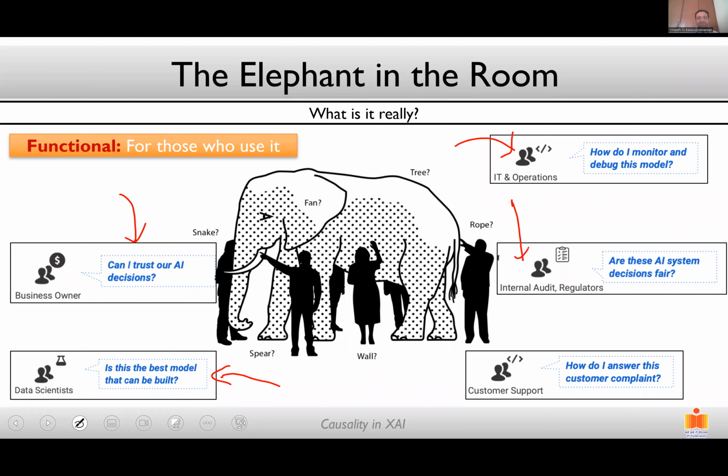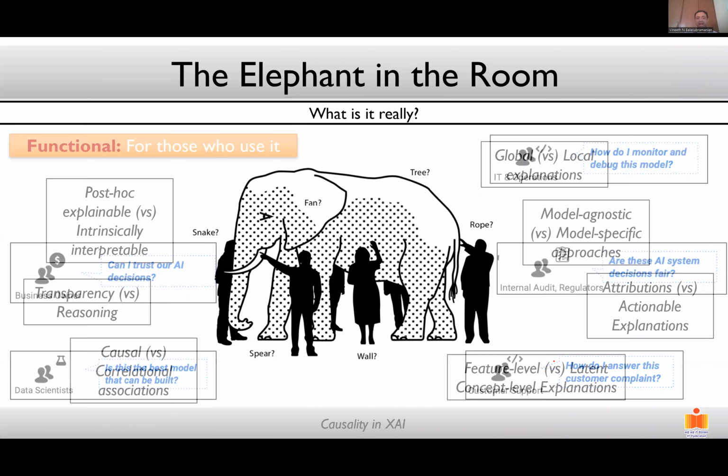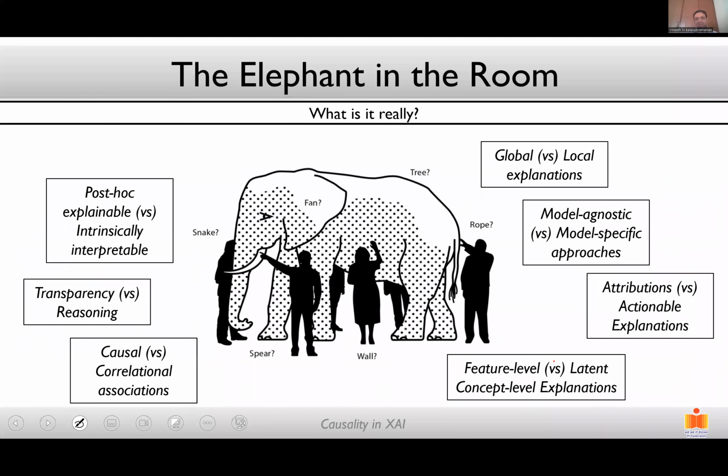An auditor or a regulator or a government body could be interested in knowing whether these systems are actually fair in practice. And a customer support person could be just interested in knowing, how do I answer this customer complaint, right? So that's all they're interested in terms of the explanations that come out of these models. So for different people, explainability could mean different things. And this also translates to a technical lack of understanding of what explainability really means.